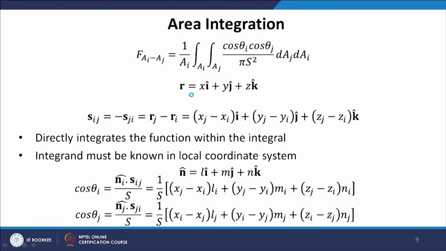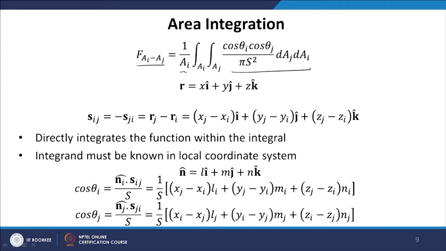So, in this lecture I will focus on the analytical methods. The first analytical method is the area integration, where we have to integrate over the surfaces to evaluate the view factor. We have already defined F_AiAj as equal to 1 upon Ai times the double integral of cos theta i cos theta j over pi S squared dAi dAj. This was the expression we already developed for the view factor between two finite surfaces.